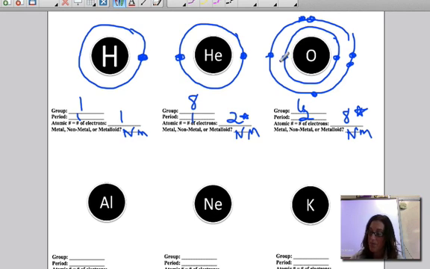All right, I want you guys to do the last 3 of these for homework. So this concludes the podcast on drawing Bohr diagrams.